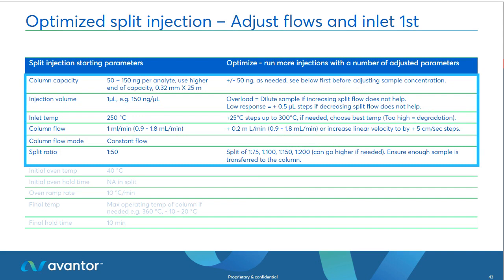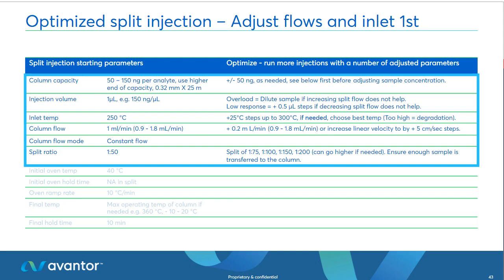So if we just go straight down to the inlet temperature first, we don't necessarily need to adjust this. We only need to change it if we're seeing degradation or real issues with the peaks not really coming through very well. If we do need to adjust it, maybe we can increase the temperature by plus 25 degrees steps up to 300, but only if it's needed. Column flow, you can increase this by 0.2 mL per minute or increase the linear velocity by 5 centimeters per second steps. This is only if you're getting a really low response. Maybe there's not enough flow coming through to the column. Be it in constant flow or constant velocity, we don't really want to change this.